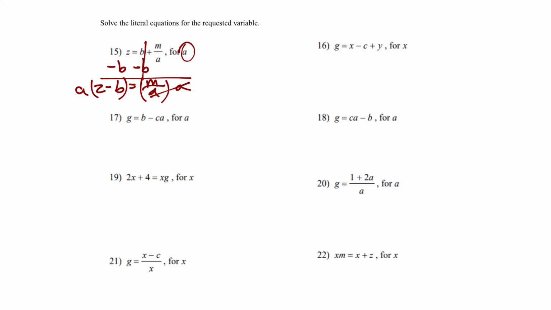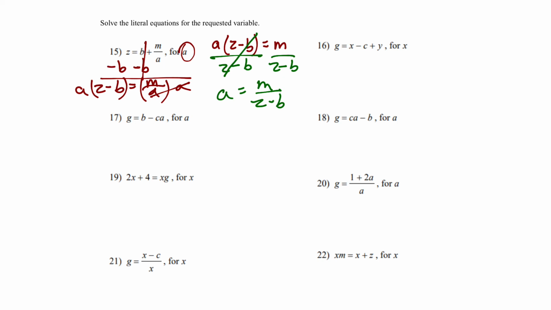Okay, let's rewrite that just so we can see it a little bit better. Now again, I still want to get a by itself. So my next move is going to be, I could distribute, but that's not going to help me to get a by itself. A is almost by itself. It's very close to being by itself. So I'm going to go ahead and divide both sides by z minus b. All right, and this then, z minus b over z minus b, it's going to cancel out because it's 1. Whatever that would be, 1. And so we're going to end up with a equals m over z minus b as our answer.